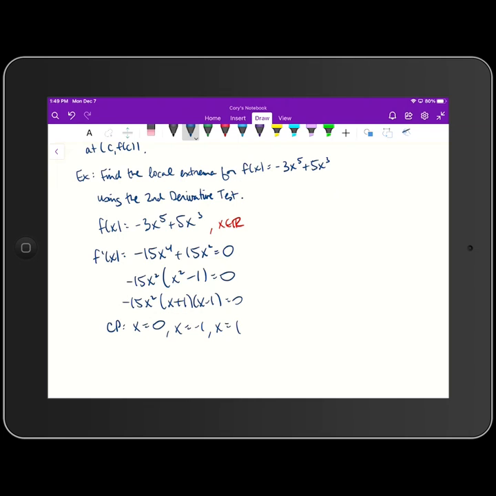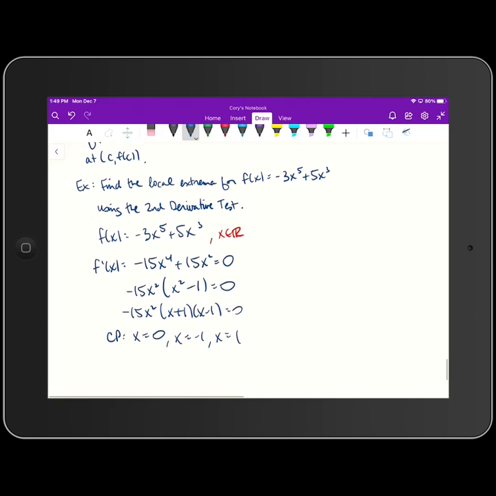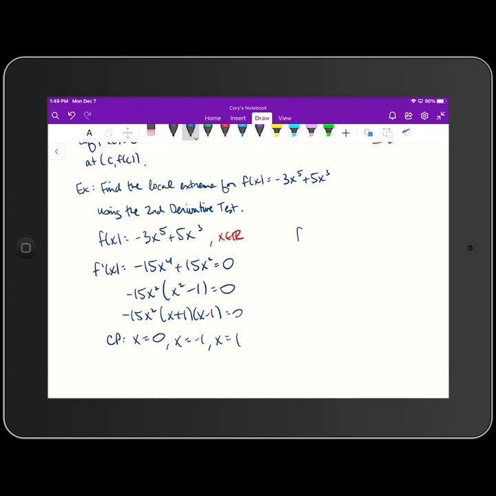Once we identify those critical points, what we want to do next is find f double prime, because we want to see if f double prime is positive or negative at those critical values. So f double prime is going to become negative 60x cubed plus 30x.